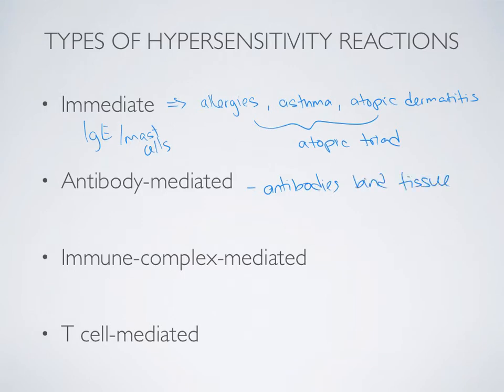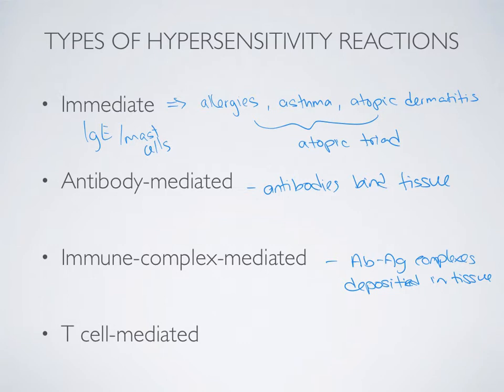Now, that's different from immune complex mediated, where the antibodies bind to their antigens in the blood. Remember, antibodies are constantly circulating in the blood after they've been formed. They will bind to antigen that's also circulating in the blood. That's called an immune complex. These immune complexes can get deposited in various tissues. So these are antibody-antigen complexes deposited in tissue. Otherwise, antibody-mediated and immune complex-mediated are very similar. It really just depends on where the antigen is in those two types of hypersensitivities.